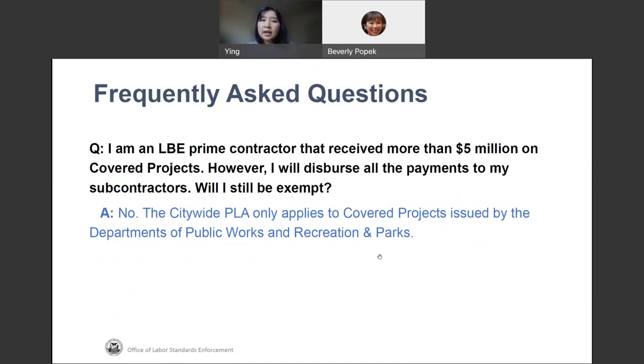The next question is, I am an LBE prime contractor that received more than $5 million on covered projects. However, I would disperse all the payments to my subcontractors. Will I still be exempt? The answer is no. The citywide PLA only applies to covered projects issued by the Department of Public Works and Recreation and Parks.